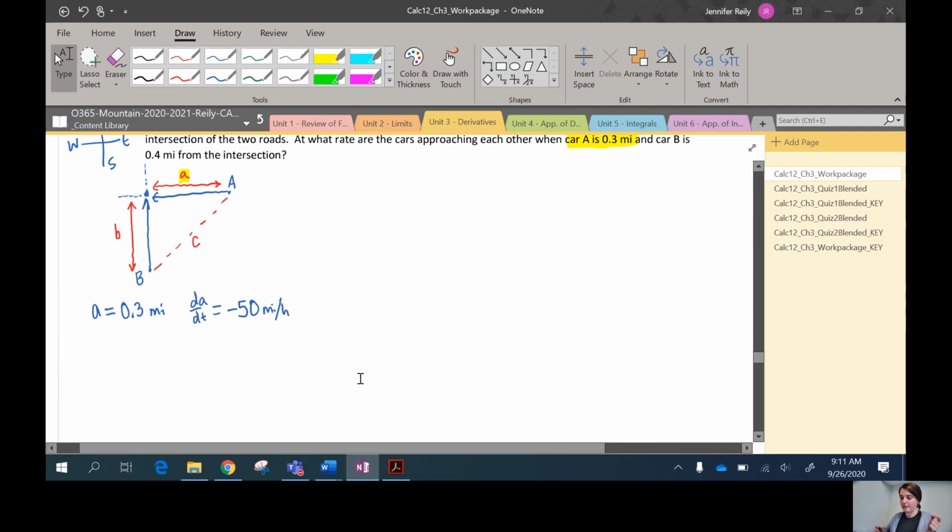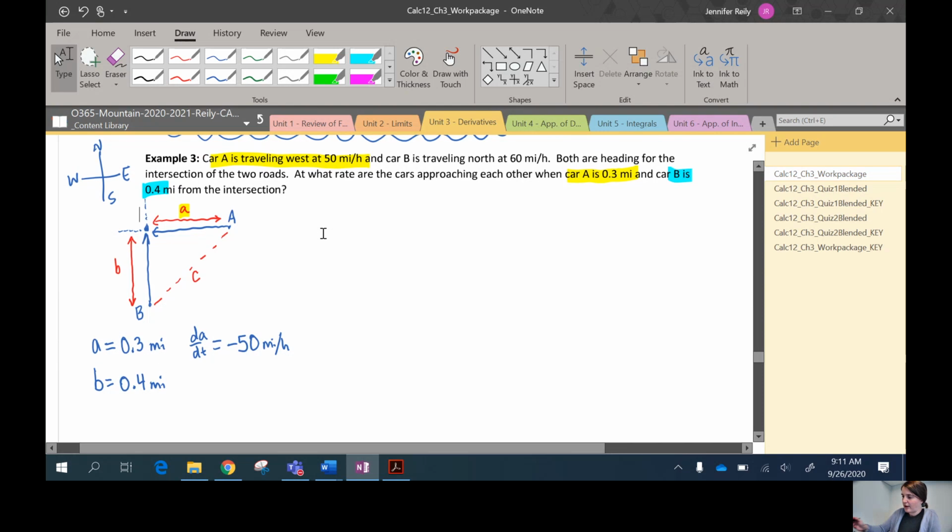Okay, and then b, in the question it tells us that b is 0.4 miles, I believe. Yeah, b is 0.4 miles, and again, we're going to have another negative rate here because the distance b is decreasing with time.